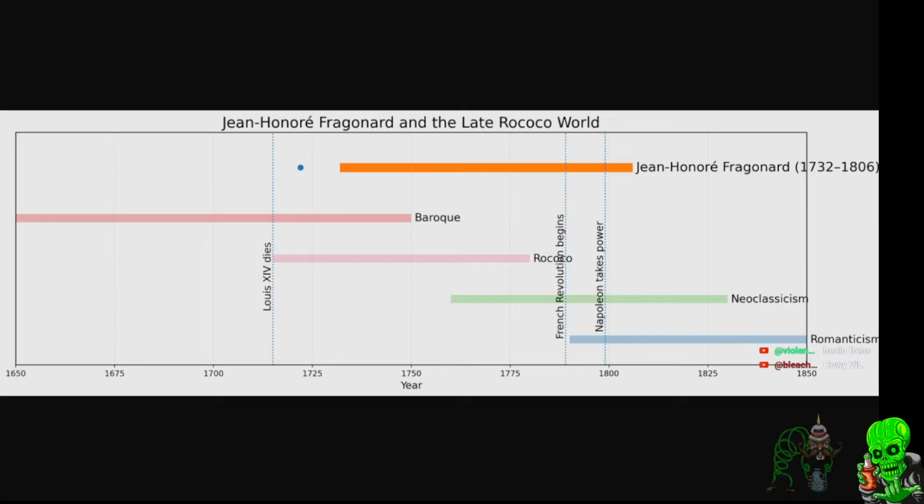He exists at the cusp of a historical shift. The French Revolution happened during his life, and many of his works happened before the revolution during the height of aristocratic power. He is the painter of the late Rococo at its most seductive, technically brilliant, and historically fragile, an artist who perfected the visual language of aristocratic pleasure just before that world began to disappear. That was a mouthful.